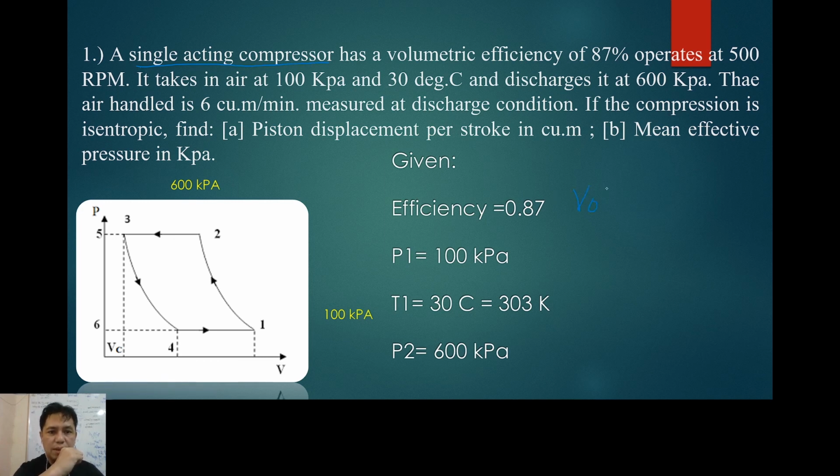Now, the other given is what? Volumetric efficiency. No? So volumetric efficiency. If the efficiency for volumetric, for example, the symbol for efficiency is mu, no, mu. Let us say this is 87%, right? If you are going to use this in computation, it should be written as 0.87 as decimal. Now, the other given is 500 RPM. What is that? That is the N or the speed, no?